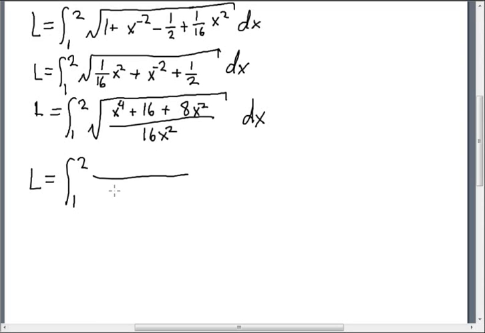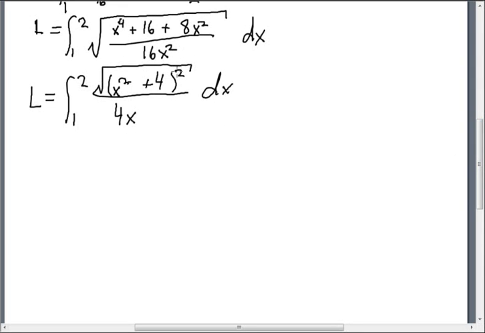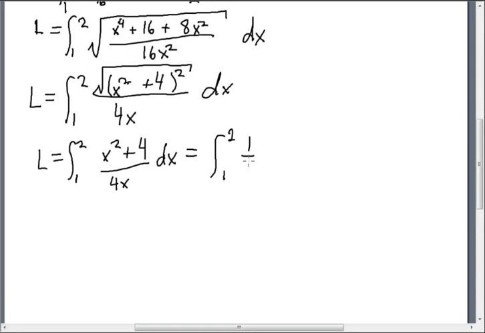So now we have the length is going to be equal to the integral from 1 to 2 of the square root of, well, the bottom is easy, that's just 4x. The top is going to be the square root of x squared plus 4, squared. Did I do this wrong? No, it's right. So now the square root and the square in here cancel each other out. The length is going to be equal to the integral from 1 to 2 of x squared plus 4 over 4x dx. And I'm just going to break this up in one line: the integral from 1 to 2 of 1/4 x plus x to the minus 1 dx.